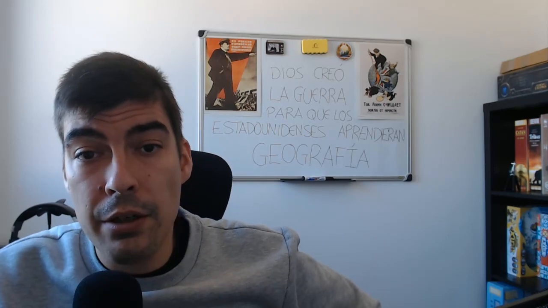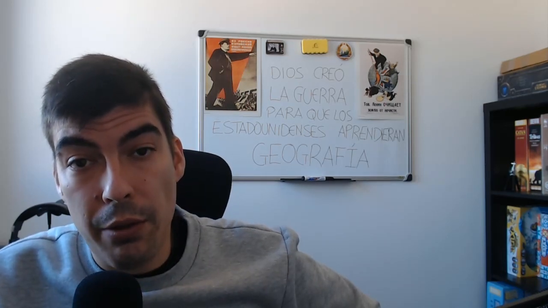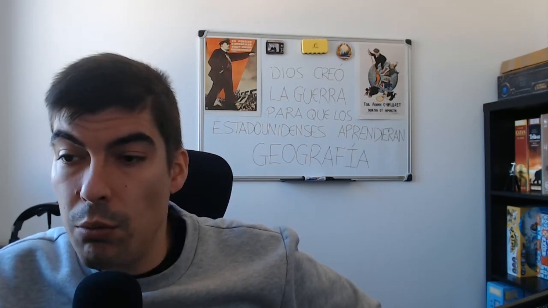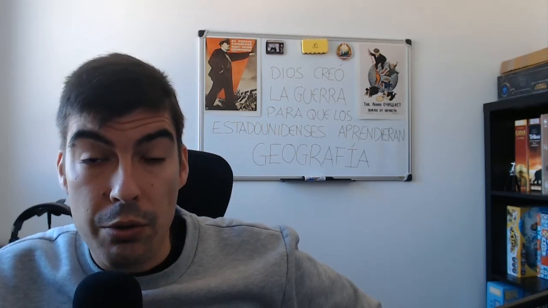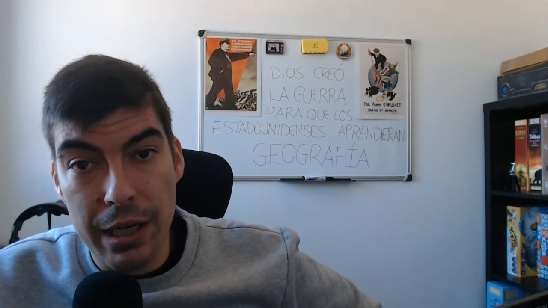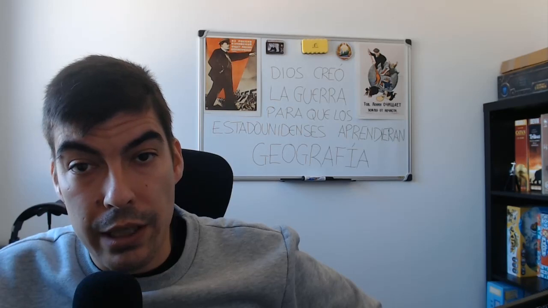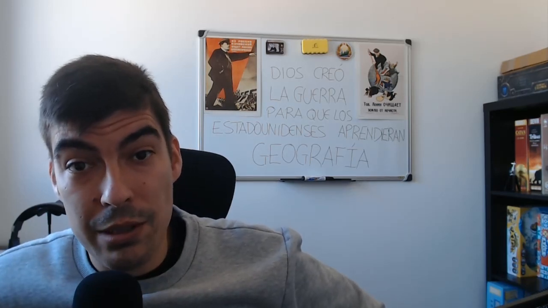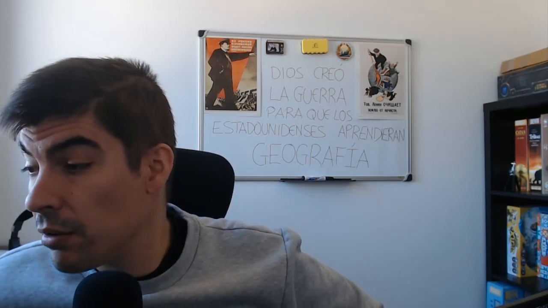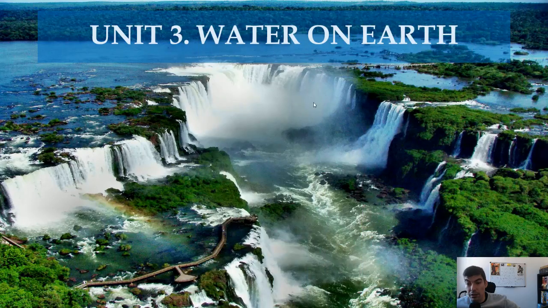So, in this video, we are going to take a look at Unit 3 of the textbook, which is Water on Earth. We are going to follow the presentation you have already uploaded to the virtual classroom. So, let's go with some spectacular special effects. Oh my god. Here we are on the presentation. This picture is the Iguazu waterfalls, which are located in Argentina, a very beautiful landscape.